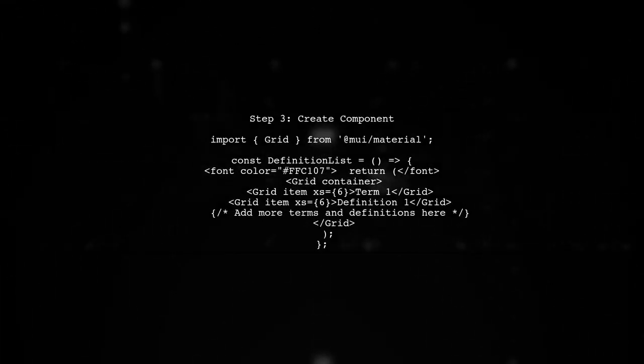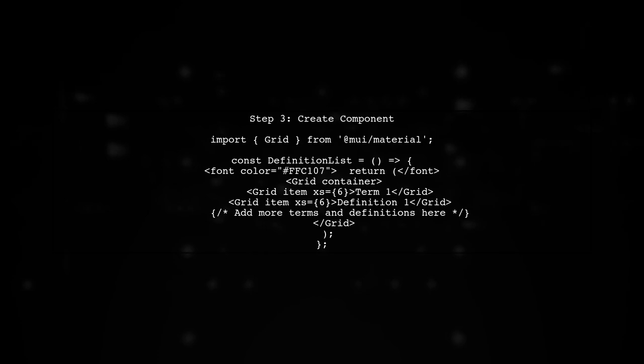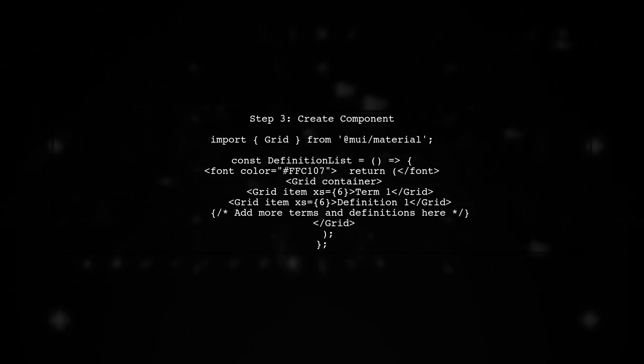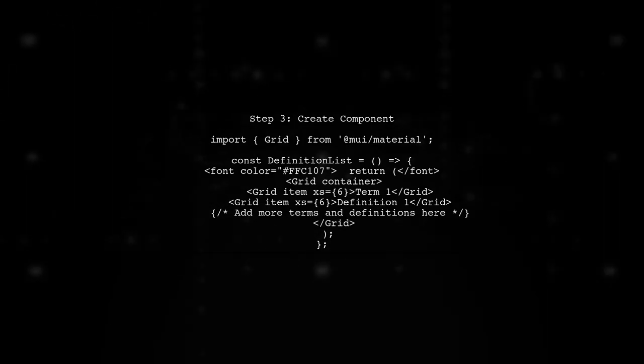Next, we will create a functional component. Inside this component, we will use the grid to display our terms and definitions in a structured format. Finally, you can customize the styling of your grid items to match your desired appearance. This way, you can achieve a clean and organized definition list.